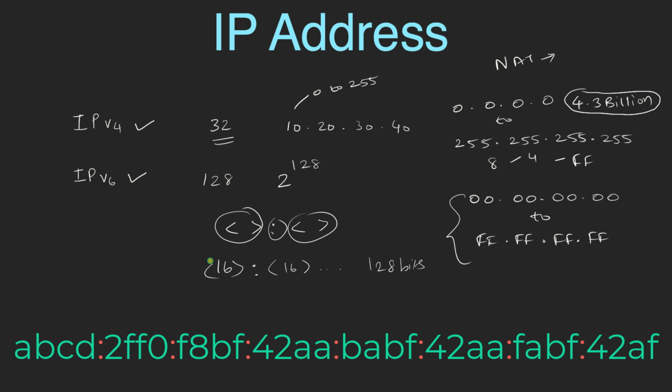Normally IPv6 is written in hexadecimal format. So we'll have something like 1A2B colon F and something like this. It will go on like this. We'll have 8 such blocks and each block will have 16 bits. So this is what IPv6 is.